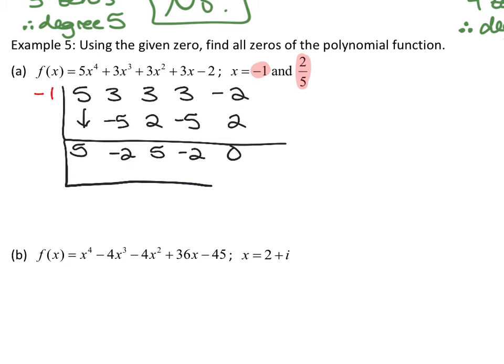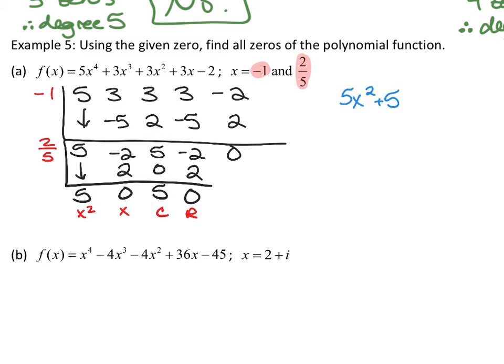Synthetically divide again, but this time by 2/5. You can multiply and add by a fraction. Utilize a calculator if you need more help. Multiply, add, multiply, add, multiply, add. So it tells me those two zeros, and then I'm left with this irreducible quadratic factor. This irreducible quadratic factor is 5x to the second power plus 0x plus 5.